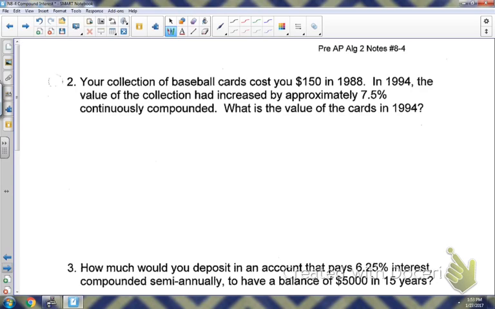All right, number 2, your collection of baseball cards cost $150 in 1988. In 1994, the value of the collection had increased by 7.5%, continuously compounded. What is the value of the cards in 1994? So notice that it says continuously compounded, which means we would use that continuous formula. So A equals P times e to the rt power. So the variables that I need to write down are A, P, r, and t.